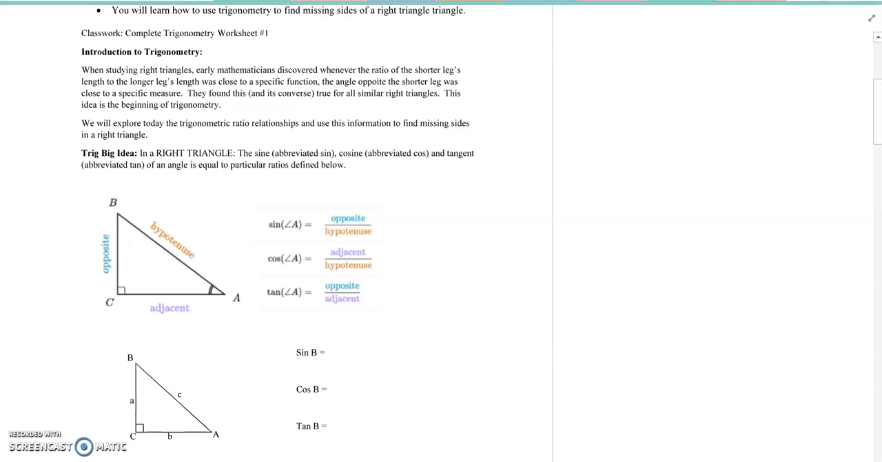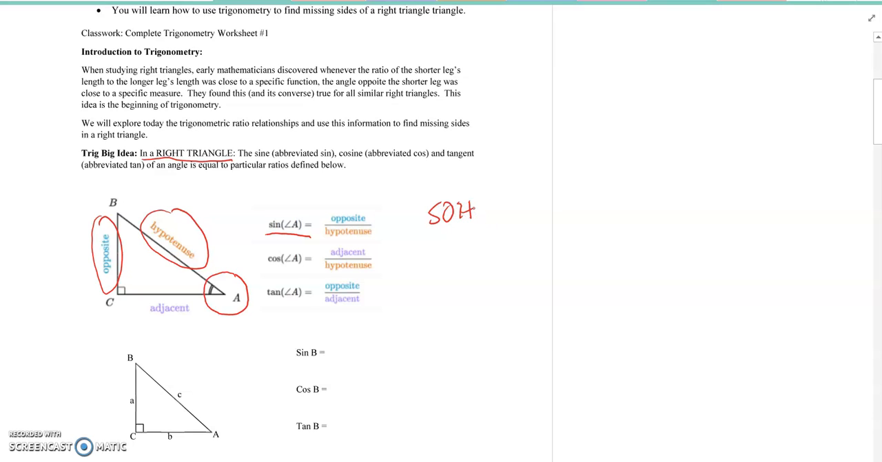Here's the big idea of trigonometry. In a right triangle, the sine, abbreviated SIN, cosine, abbreviated COS, and tangent, abbreviated TAN, of an angle is equal to particular ratios defined below. So the sine of an angle, here's our angle A. The sine of any angle is equal to the opposite, which is right here, divided by the hypotenuse. This is called SO in the famous ratio SOHCAHTOA.